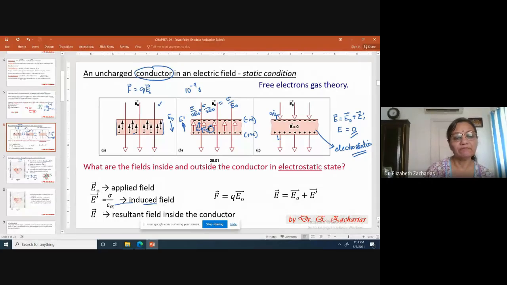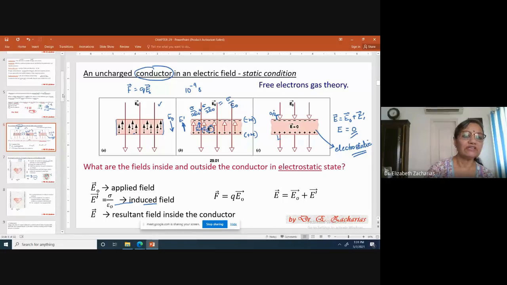The induced field set up will be sigma by epsilon naught. The sigma by epsilon naught will be exactly equal to the applied field E naught. Inside the body of the conductor, the net field will be the applied field plus the induced field. Now the applied field and the induced field are opposite in direction. You can see E naught is from top to bottom and the induced field is from bottom to top, but magnitude wise they will be the same. Therefore, the net field inside will be 0. In other words, the induced field is equal to sigma by epsilon naught.